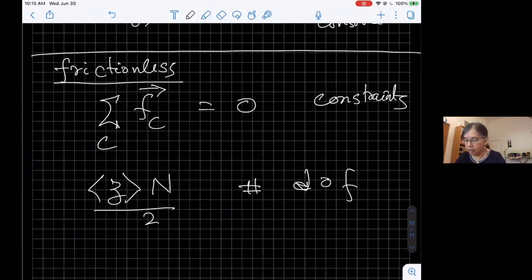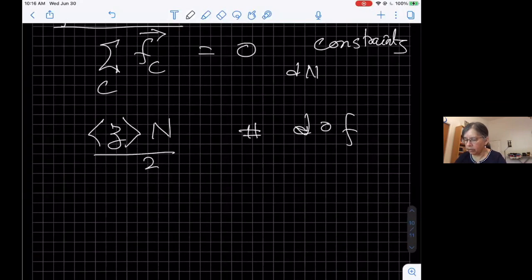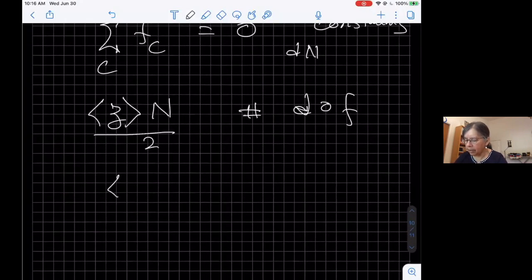So I just have a magnitude of the force along that direction. These are the degrees of freedom, and the number of constraints I have is D times N, right? One for each component of the force and for every grain. So now it's completely reversed the role. So now Zn over 2 has to be greater than or equal to Dn.